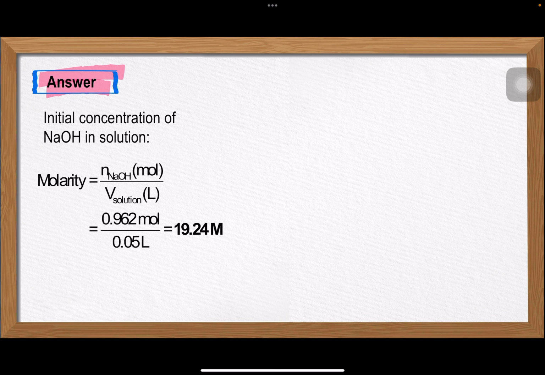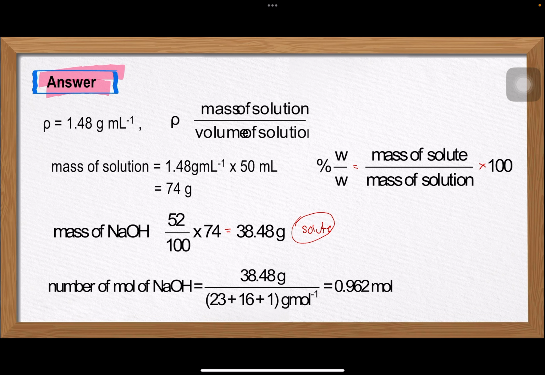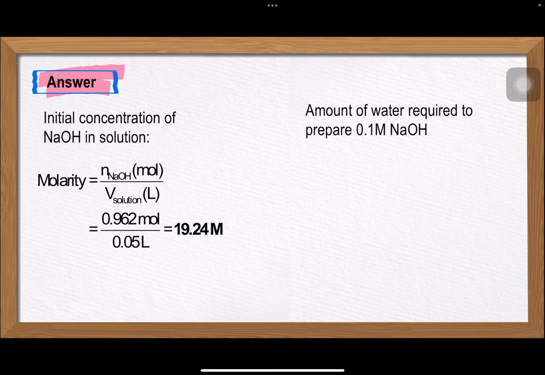So what is the initial concentration? So this is the mole in the solution. Okay. What is the initial concentration of NaOH from the stock solution? So initial concentration, so molarity is mole over volume. So from mole 0.962 divide by 0.05 liter, because the solution have 50 milliliter, change to liter, 0.962 mole divided by 0.05 liter, 19.24 molar. Okay, this is the molarity at initial.